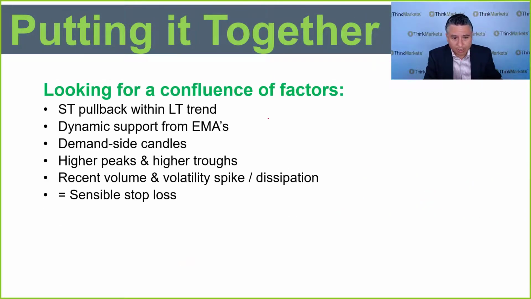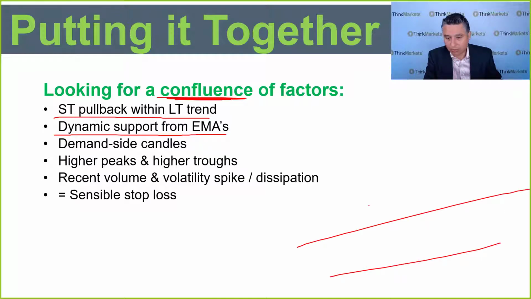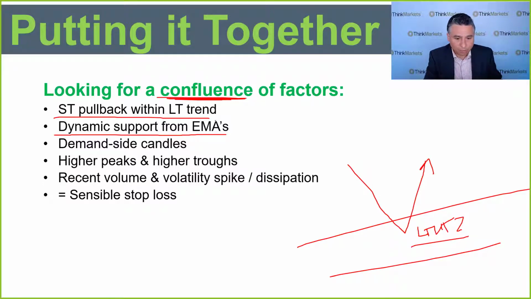Okay, putting it all together, looking for a confluence of factors, and this is kind of the crux of it. The more factors we can put together, the more probability we have of success. Doesn't guarantee our success, it just increases our probability, and of course, as I said, if you get the probability part of it right, the profitability should in the long run take care of itself. We're looking for a short-term pullback within a long-term trend. We're looking for dynamic support coming in from our moving averages. So I've drawn a lot of this sort of price action here, where we have our long-term uptrend zone. And if you don't know what that means, we're going to see one very soon.